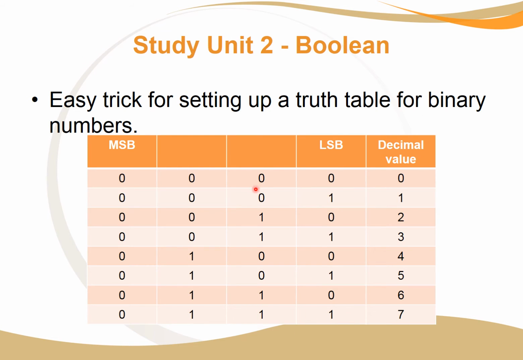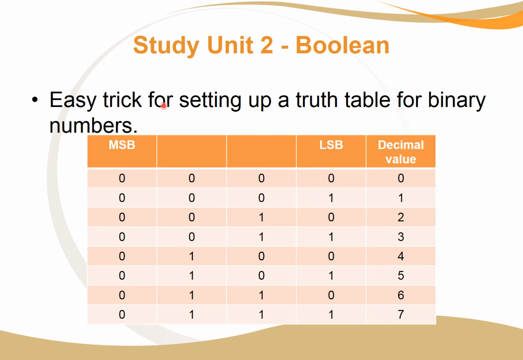In the next column, you double the number of zeros and ones. So you have 0, 0, 1, 1, 0, 0, 1, 1. And in the next column, you double it again. So you have 4 zeros, then 4 ones. And in the next column, you double it again. So you have 8 zeros and then 8 ones, as not shown here. And in the next column, if you want to go that far, you have 16 zeros and then 16 ones.